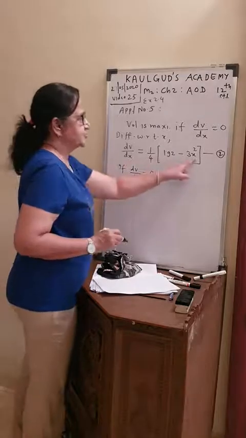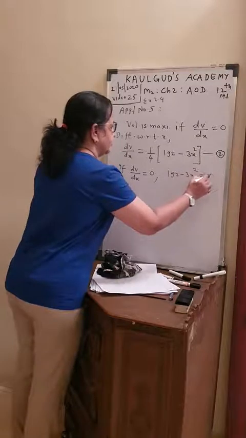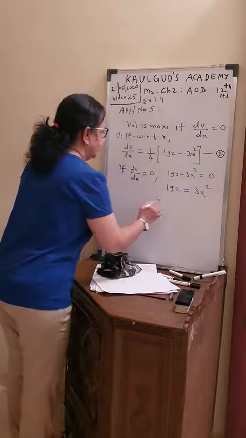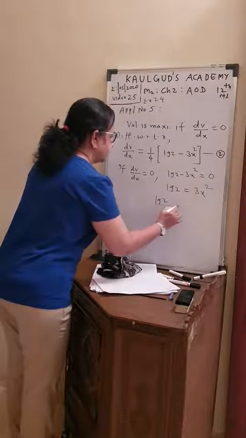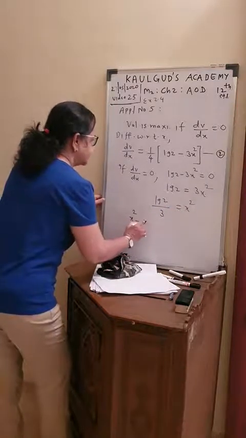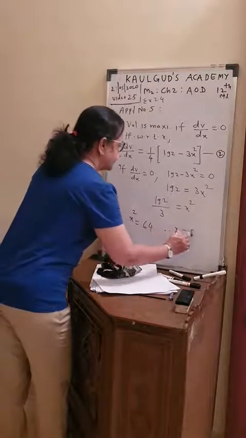that means this bracket has to be 0. So 192 minus 3x square should be 0, or 192 equal to 3x square, or 192 upon 3 should be equal to x square. So what is x square? 64, and therefore x will be 8.